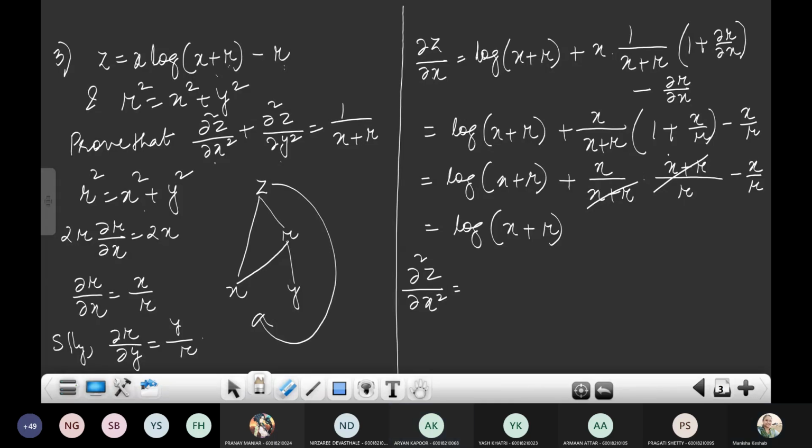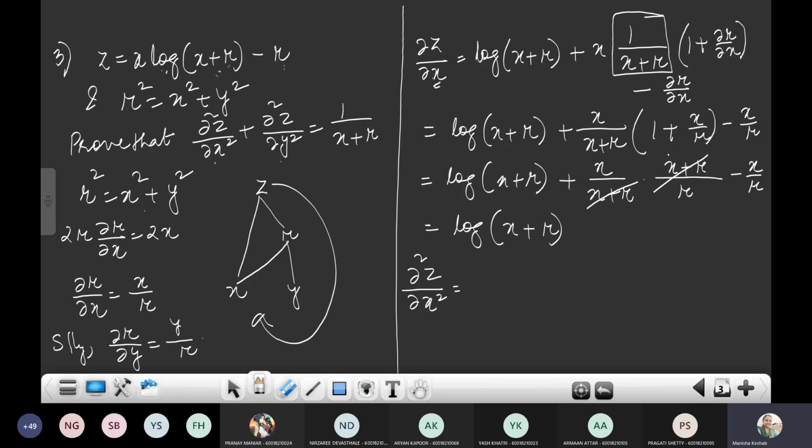Yes, because here you can see we are differentiating with respect to x, right? So it is a function of a function. So the derivative of log t will be 1 upon t, then we see what t is, and then we differentiate t, correct? That is what we have been doing. So here we have log of x plus r, so we have to differentiate the log function, and that becomes 1 upon x plus r.